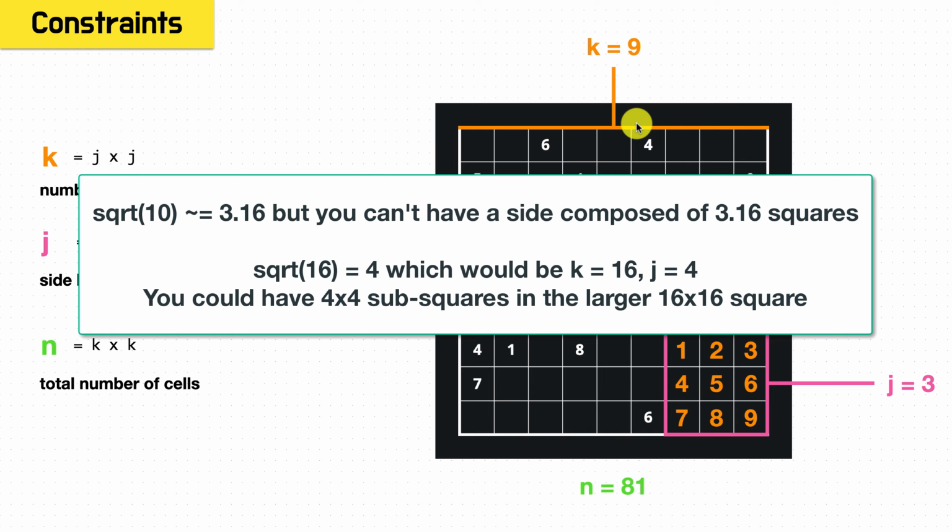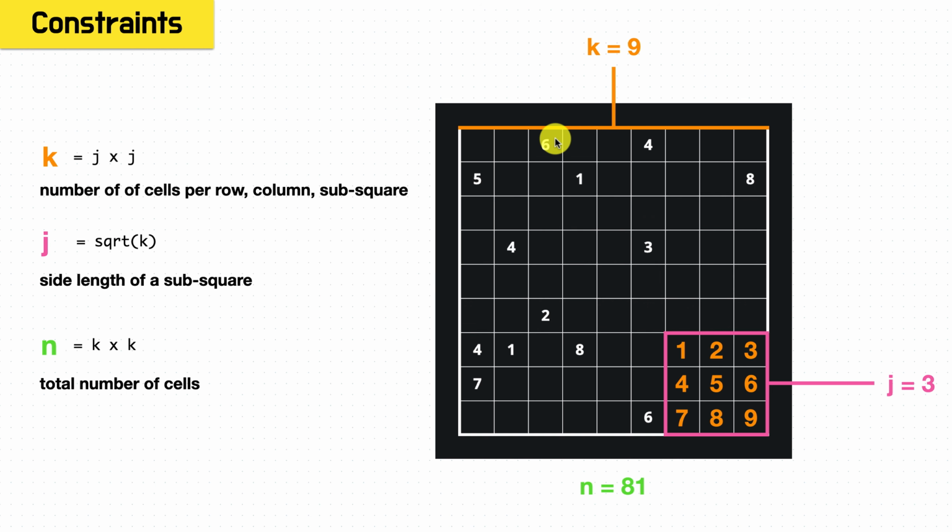So the next K that would be valid is 16. So you take the square root of that, and you would have subsquares that are 4 by 4 in their side lengths, and there would be 16 total. So there would be 4 subsquares along the top, down the side, making 16 in total. So to reiterate, for a board to be valid, it's all about this larger square that is composed of subsquares. So the square root of K must be a whole number to be able to create the square and subsquares.